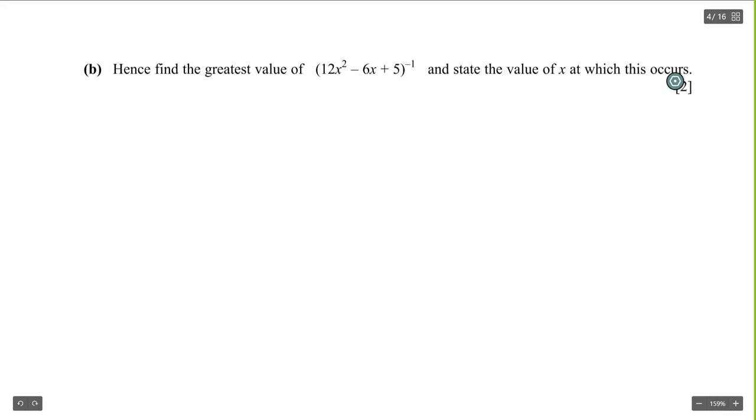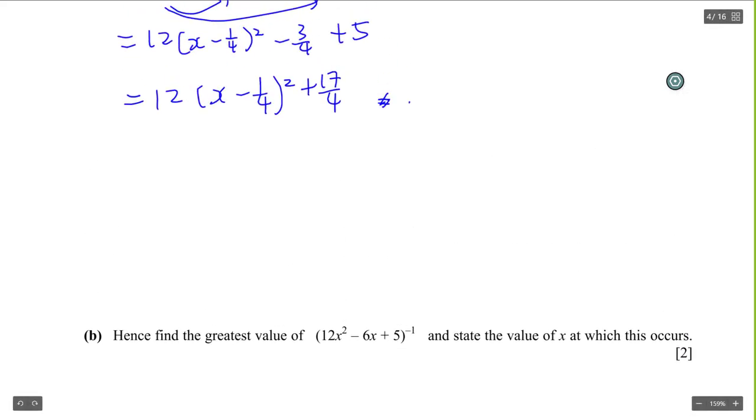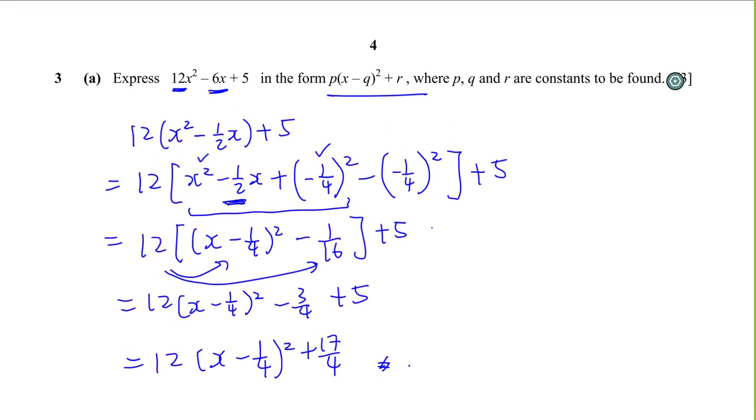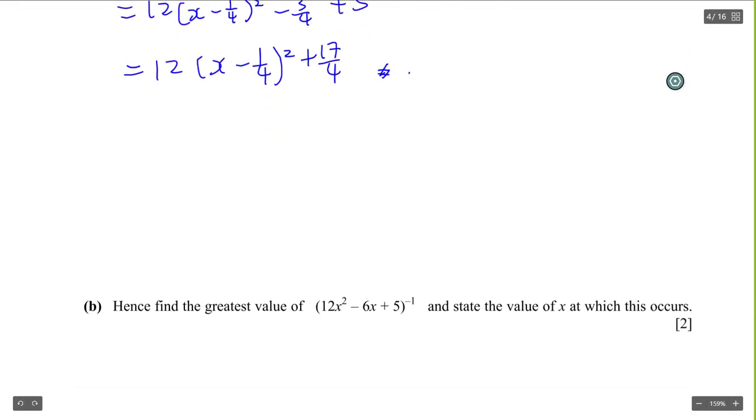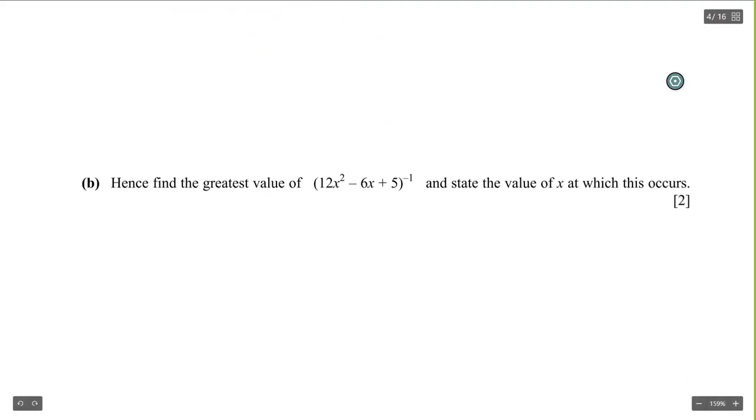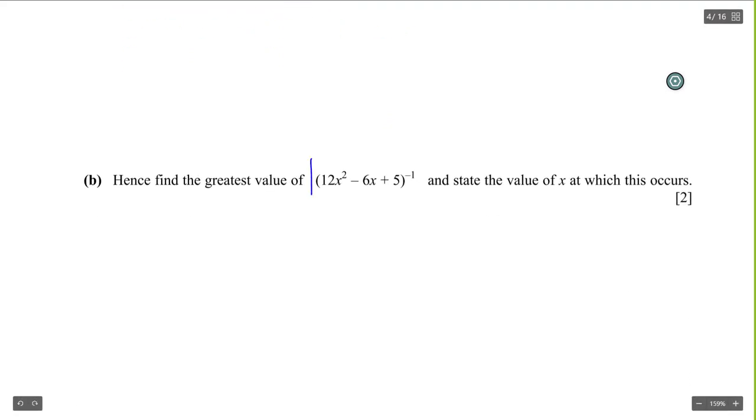B. Hence find the greatest value of this one and state the value of x at which this occurs. Alright. Okay, this is another out of your syllabus thing, and they give you 2 marks.